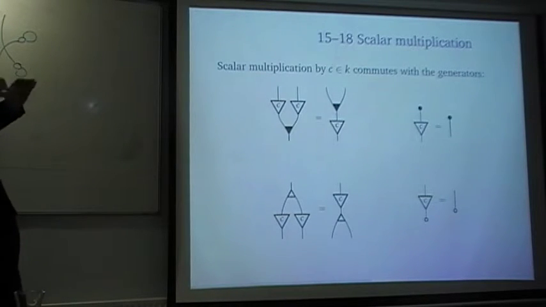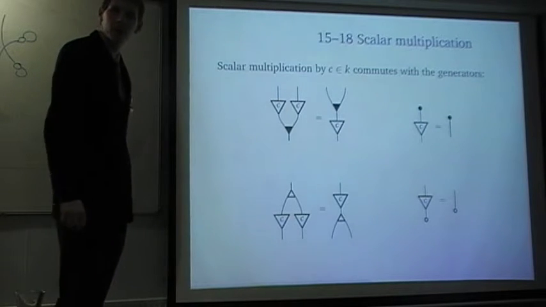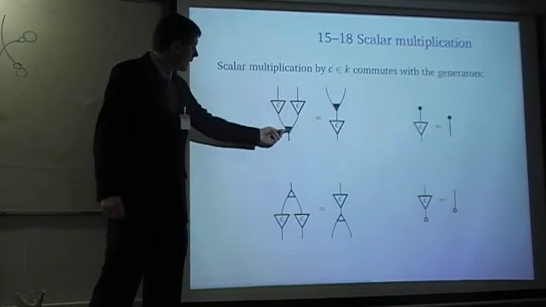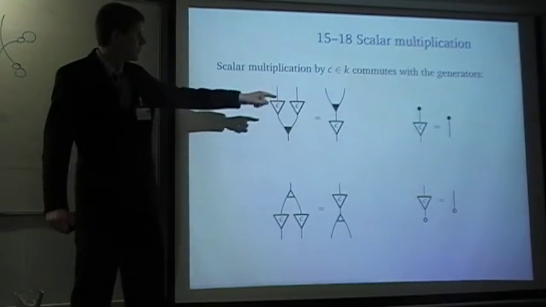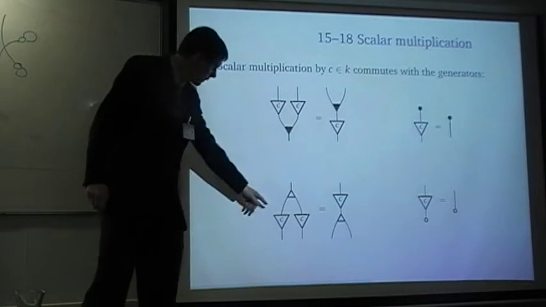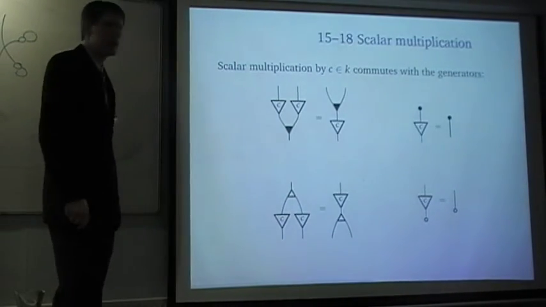And finally, we've got that scalar multiplication is going to commute with each of the generators that we've seen so far. So we've got the scalar multiplication can just slide through the addition. It can slide past the 0 and just disappear. It can slide through the duplication, and it can slide past the deletion and disappear.